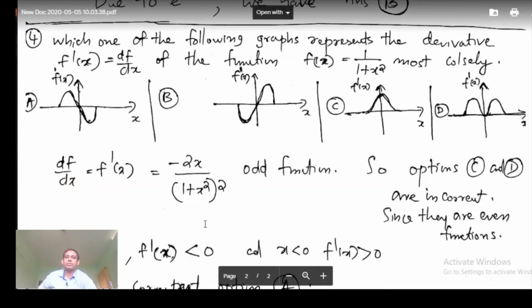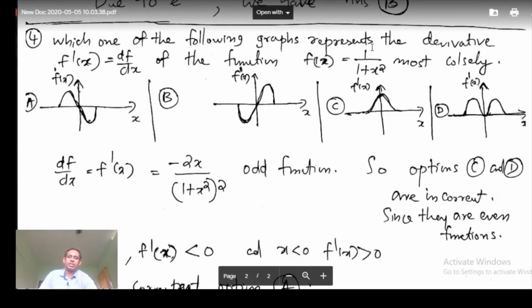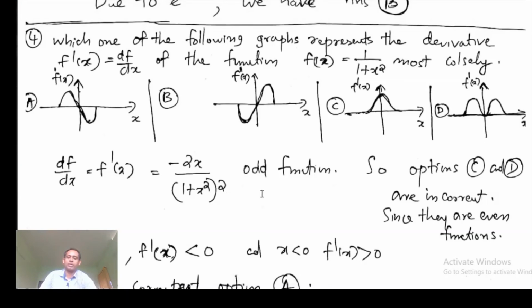Another problem is this: which one of the following graphs represents the derivative f prime of x, df by dx, of the function f of x equal to 1 by 1 plus x square most closely? So this is the function. Okay, this is the derivative. It is easy to find the derivative. You just take the derivative. We know this will be minus 1 plus x square to the power minus 2 into 2x. That will be the derivative of it, f prime of x. That is equal to minus 2x by 1 plus x square whole square.